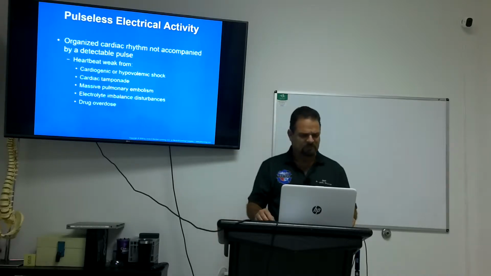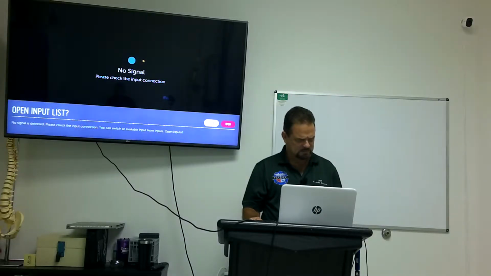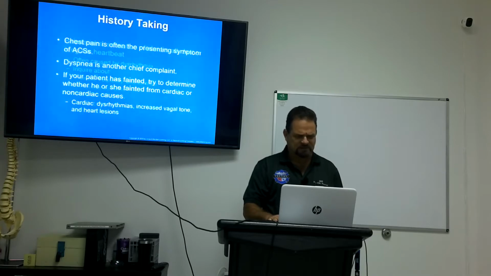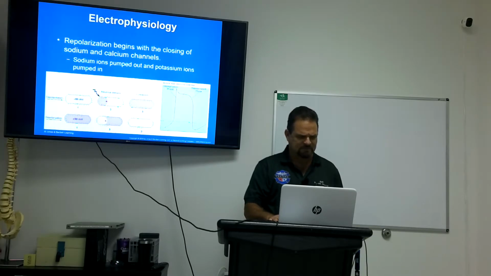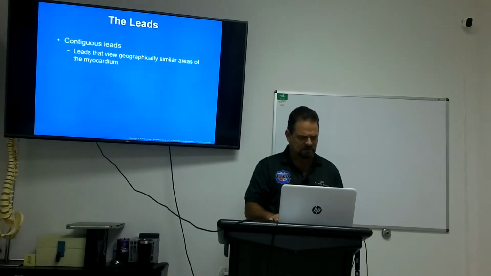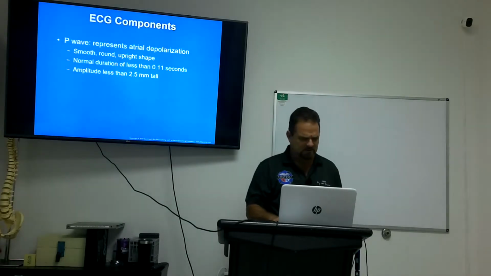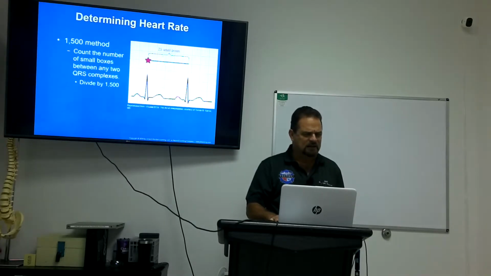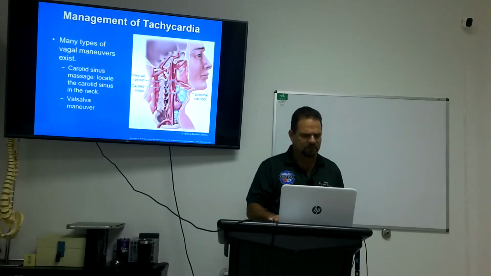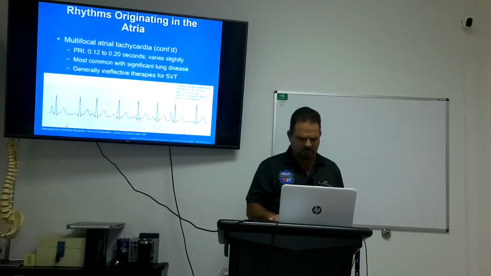So PEA, pulseless electrical activity. That's what we're going to start with first. PEA, pulseless electrical activity. All this really means is that we have a rhythm that's being generated through the heart itself from the SA node, AV node, or down in the bundles depending on its rate. And it's just not producing a mechanical capture. Otherwise, you do not have any pumping of blood. All you have is an electrical impulse.